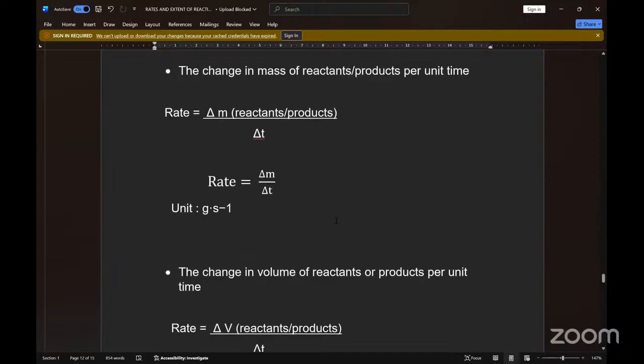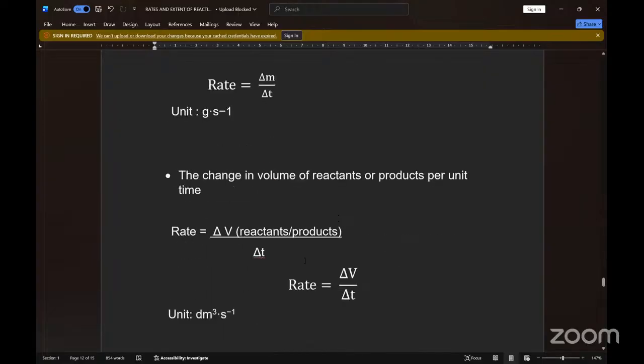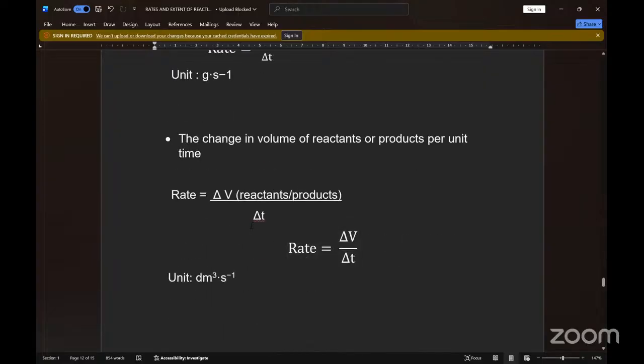You can also look at it in terms of mass. Sometimes certain reactions, especially if gases are produced, the reactant mass decreases over time because the gases are produced and they escape. So you also have change in mass over change in time. The same definition as before. You can also talk about it in terms of volume. Again, change in volume over time. It's also rate of reaction. So any definition that suits you.